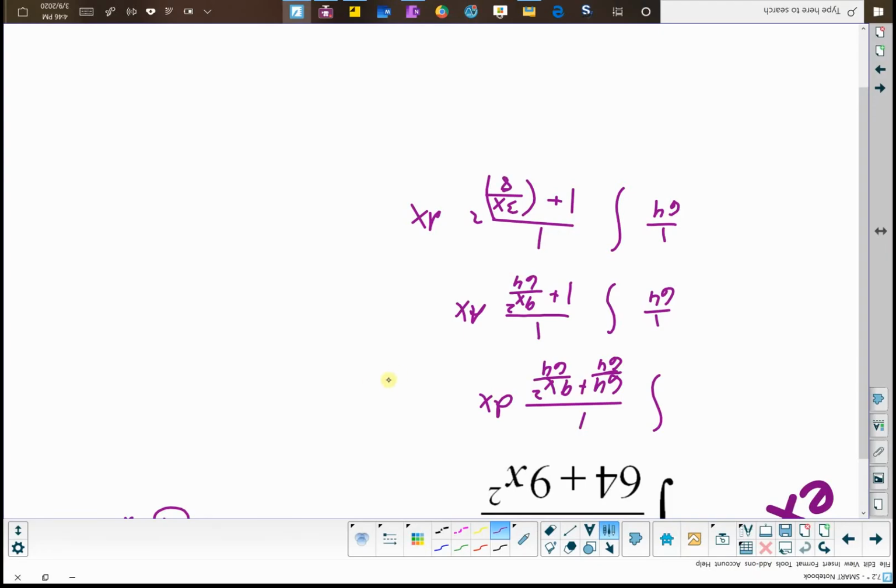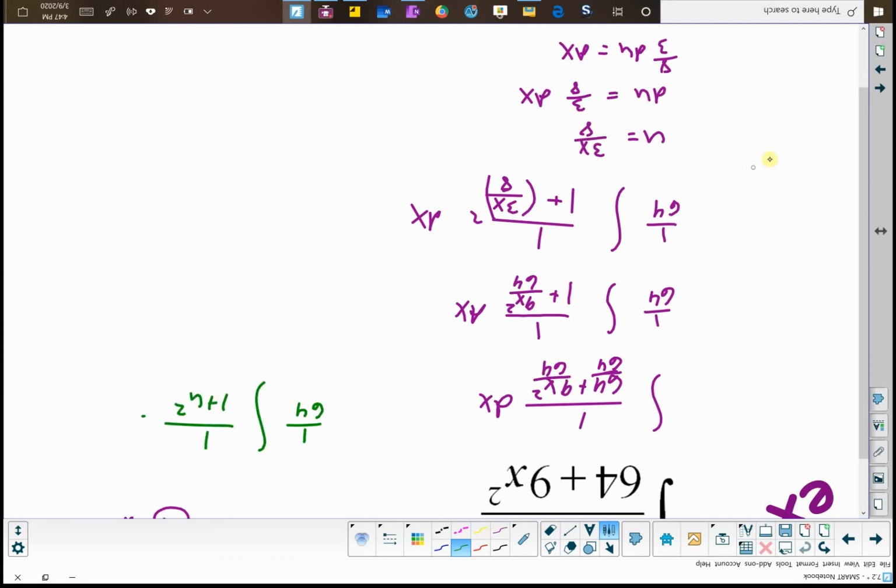Yeah, I'm going to do my substitution. Let u be that inside, 3x over 8. Du would be 3/8 dx. So I have 8/3 du equals dx. So I'm going to go up here. I have 1/64 integral 1 plus u squared times 8/3 du.